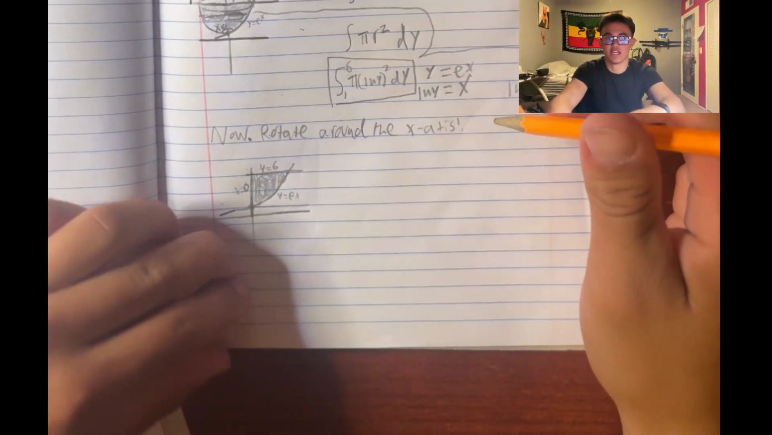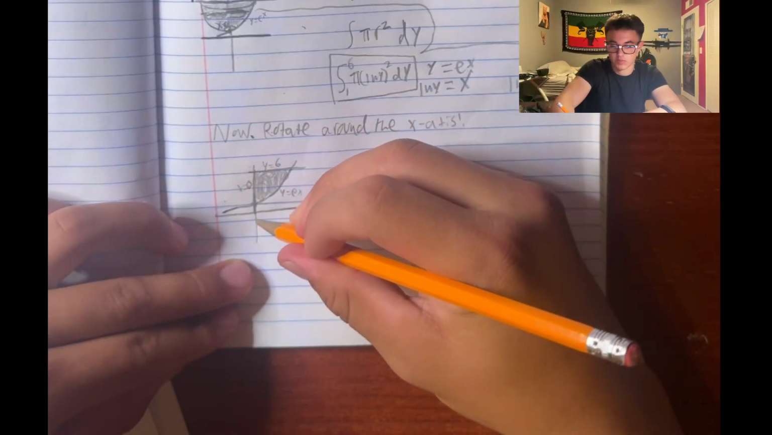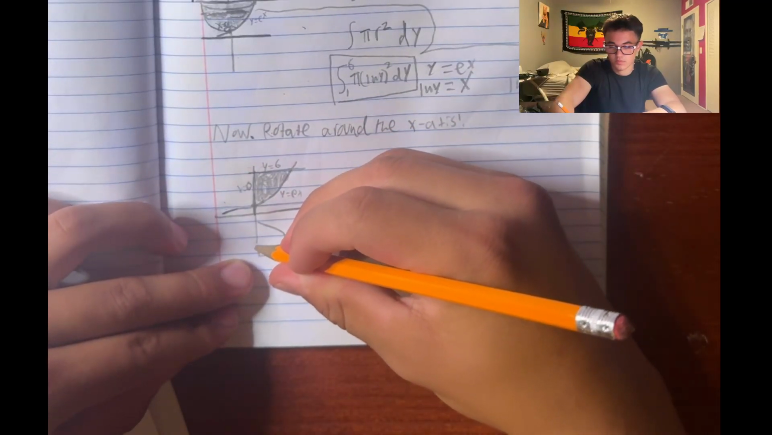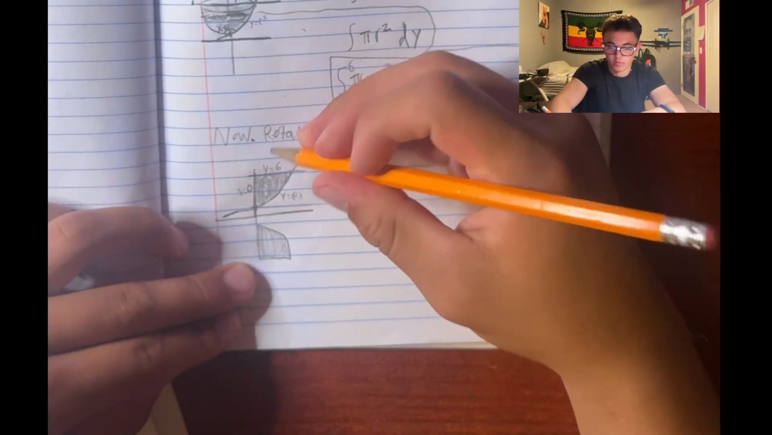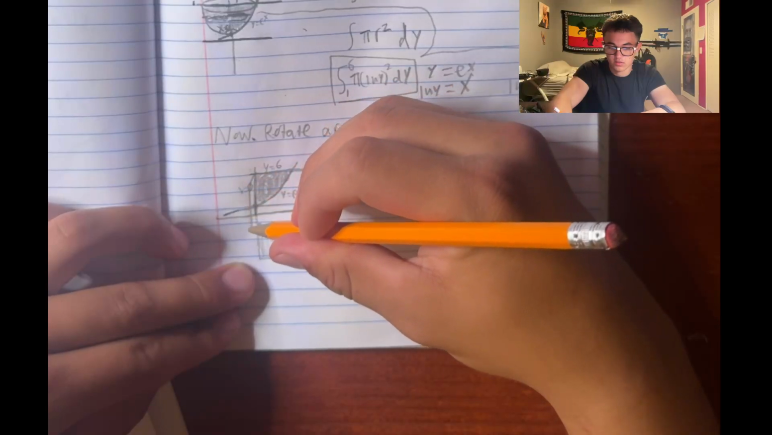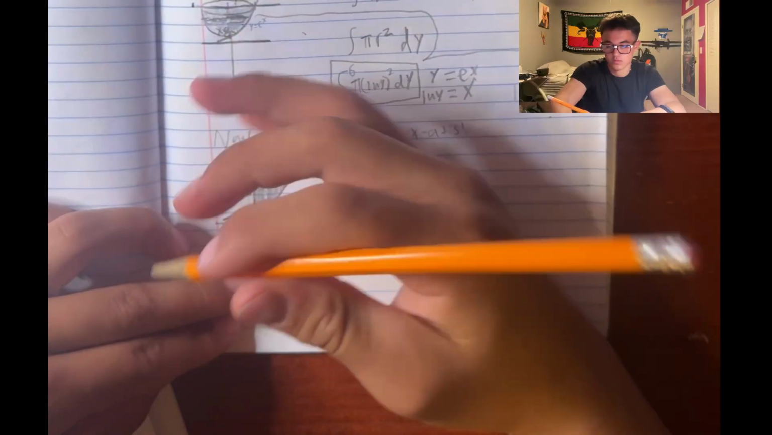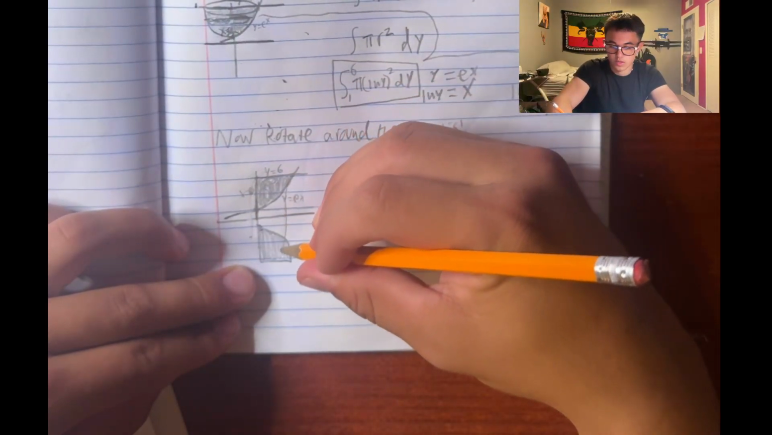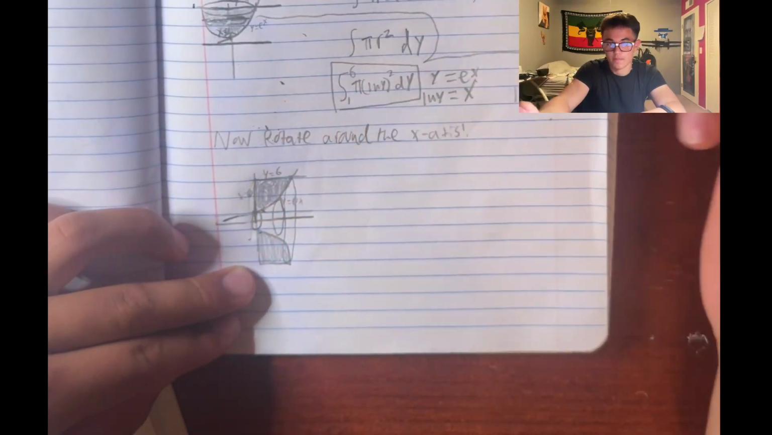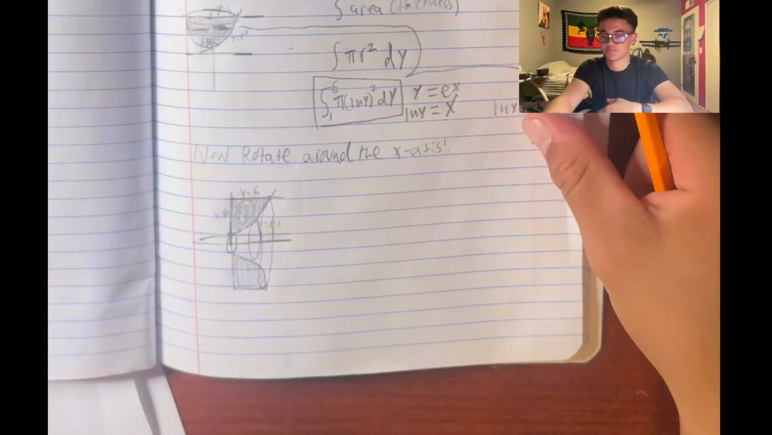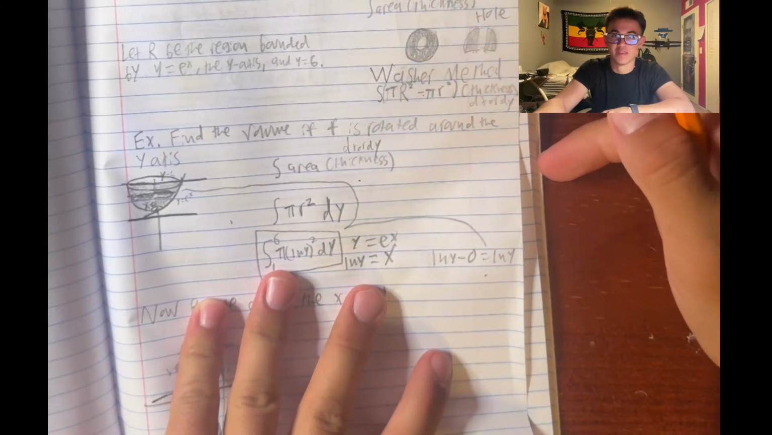So now we're rotating around the x-axis, which means we'll be going this way. So it should look something like this. And we're rotating around the x-axis, so it should look something just like that. So since this one has a hole in the middle, we're going to be using the washer method.